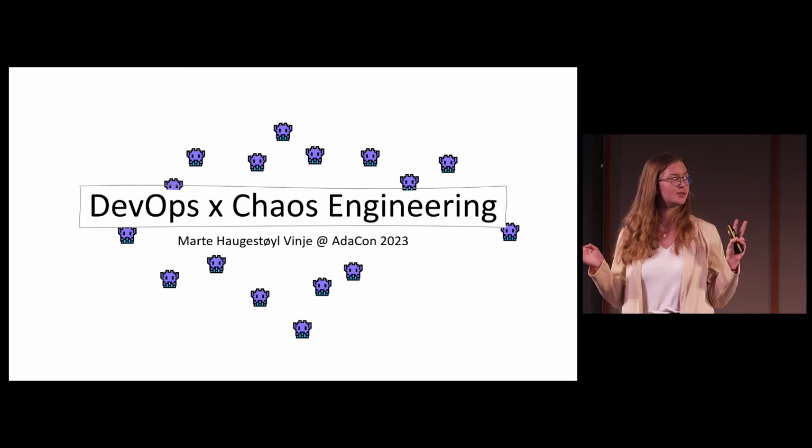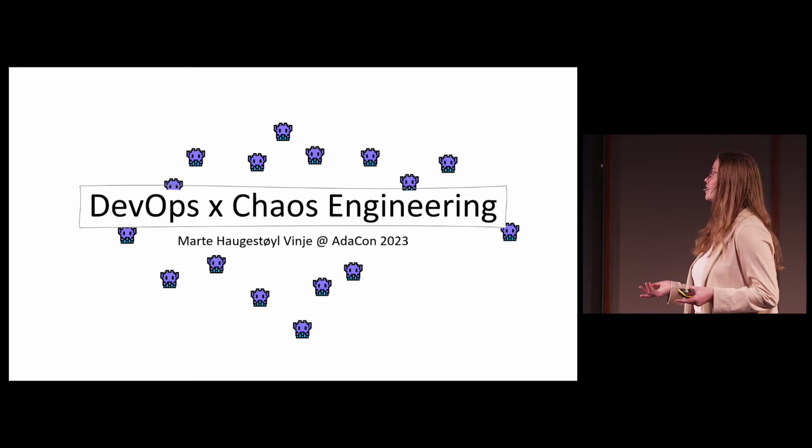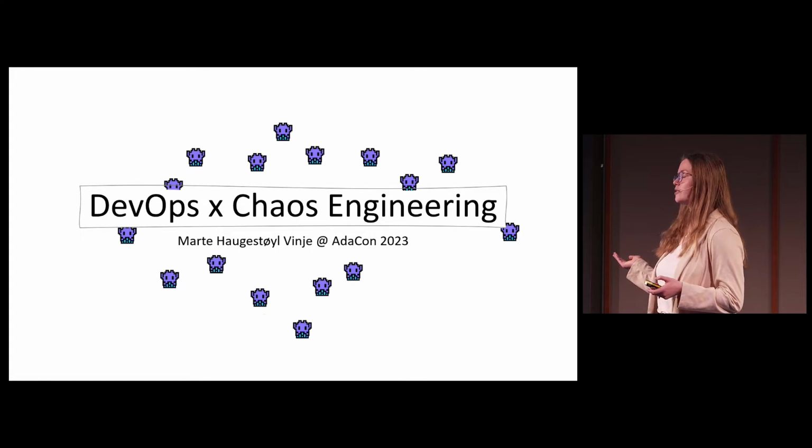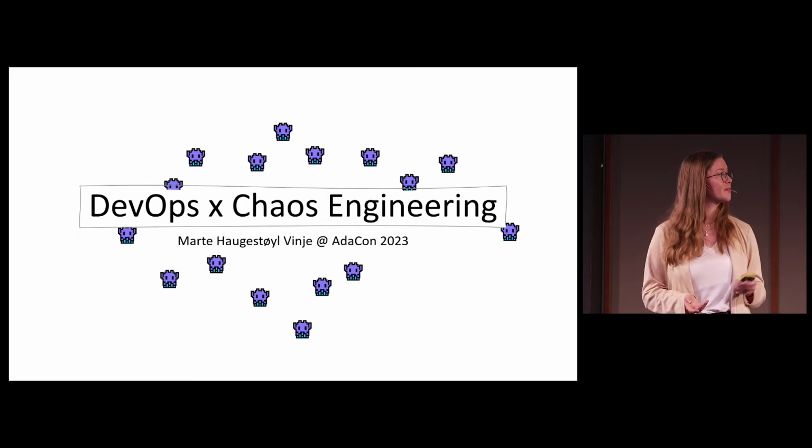So I say that the solution to this preparation is a combination of DevOps and what's called chaos engineering. That's what I'm going to talk about today.